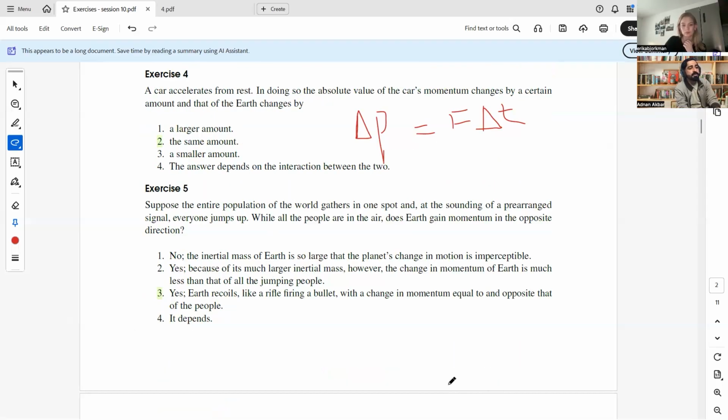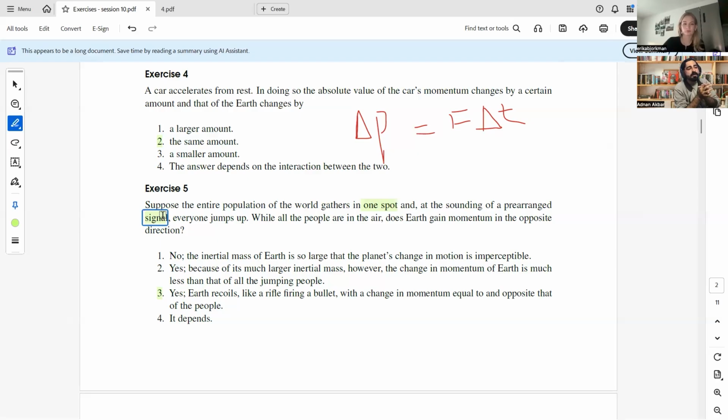Okay. We have question number 5. Suppose the entire population of the world gathers in one spot, and at the sounding of a pre-arranged signal, everyone jumps up. I think 4 to 5 billion is the total population of the Earth. If you can collect them entirely at the same spot and say that as I give you the signal, you all need to jump on the Earth. So while all the people are in the air, does Earth gain momentum in the opposite direction? That is the question.